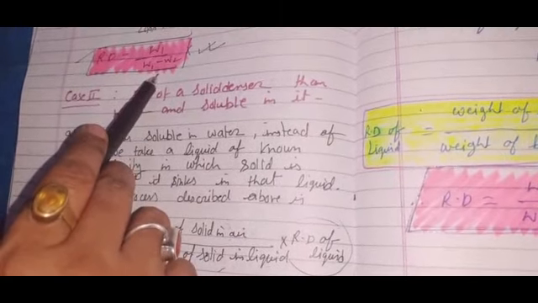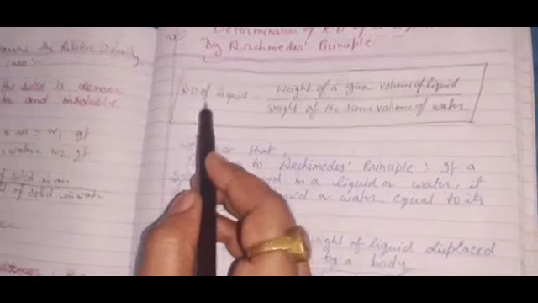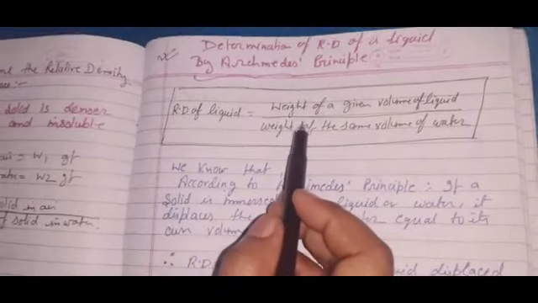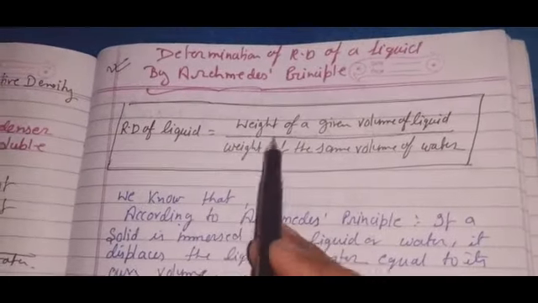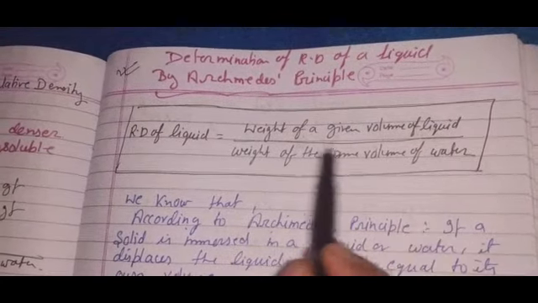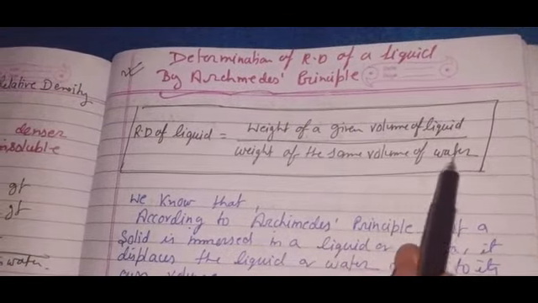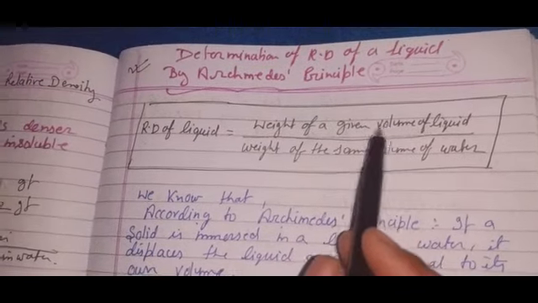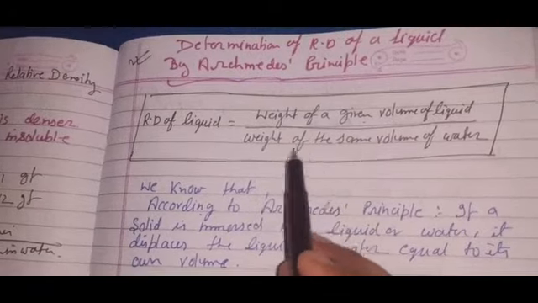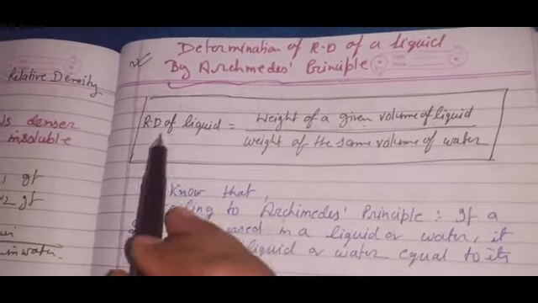Okay, but now if someone asks you how to calculate the relative density of a liquid, any liquid, then what to do? This is the formula. Weight of a given volume of liquid upon weight of the same volume of water. By dividing the weight of the given volume of liquid by the weight of the same volume of water, you will get the relative density of the liquid.